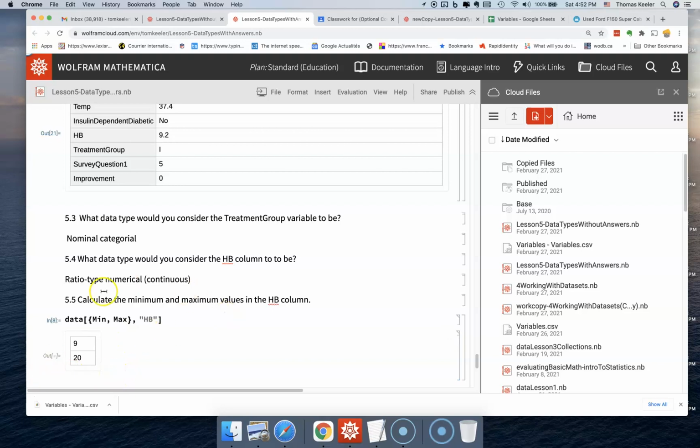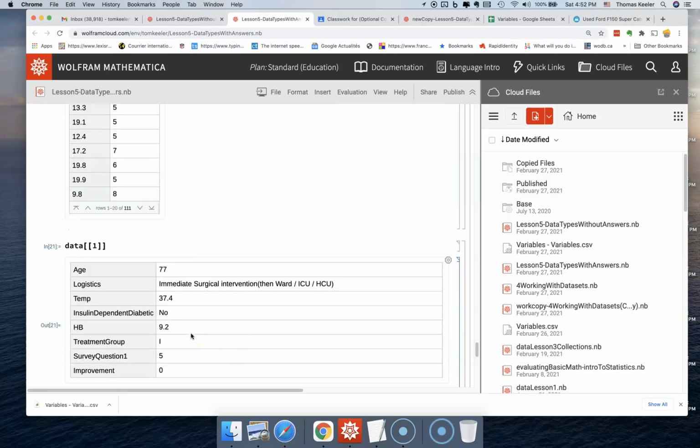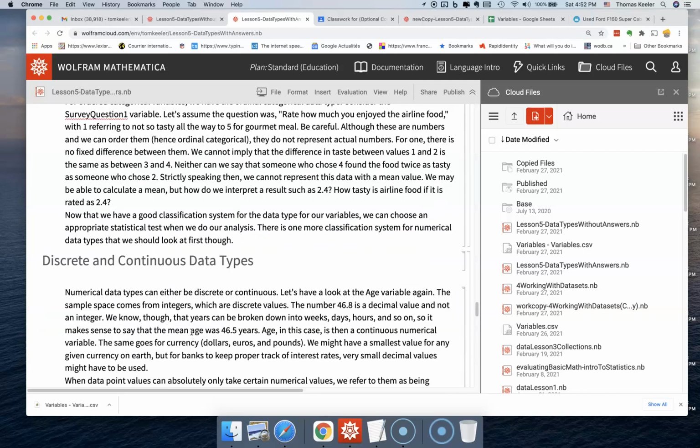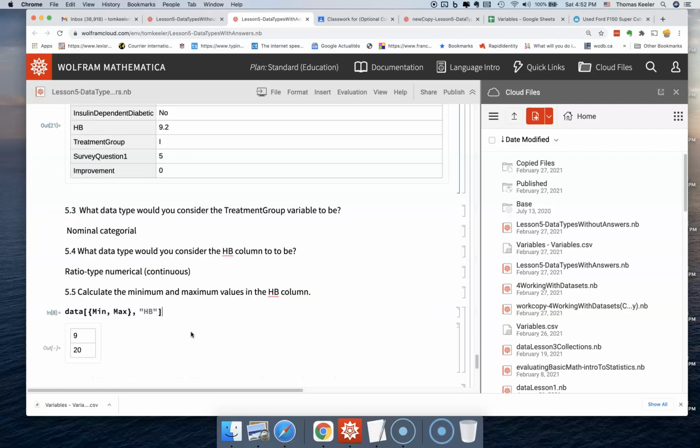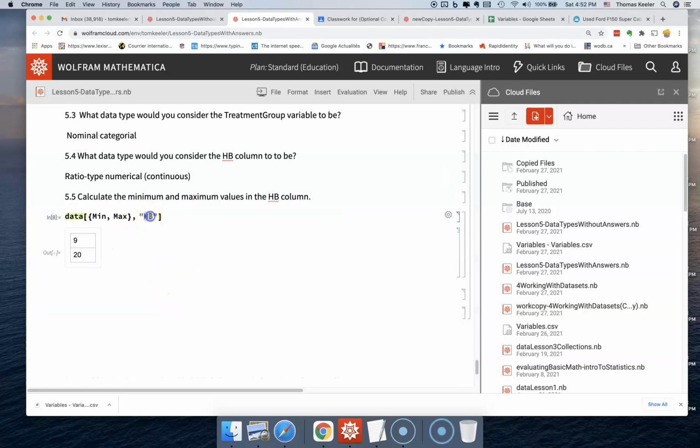And now, last thing, can you compute the min-max of HB? So we can, and can you do it for other things as well? So look at some of the fields you got. Let's look at temp, say. So min-max of temp. Okay, so that's pretty interesting to see what we get.